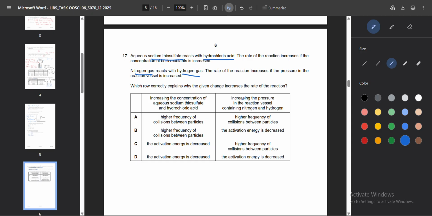For the next one, let's see. Increasing pressure in the reaction vessel containing nitrogen and hydrogen gas. Yes, when you increase the pressure, then again there are more chances of effective collisions. So that makes option A the correct one, because over here it's written activation energy is decreased. Now, in the question we are not given any catalyst, so we will select option A.